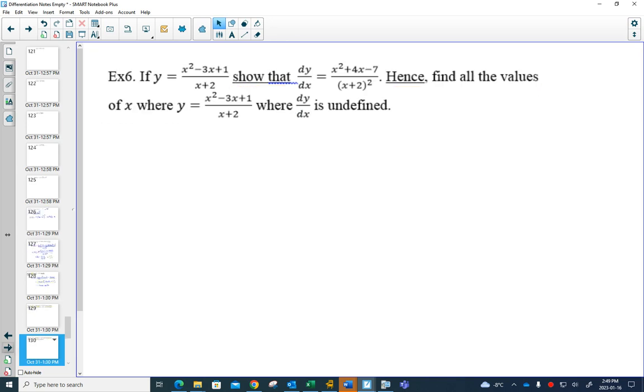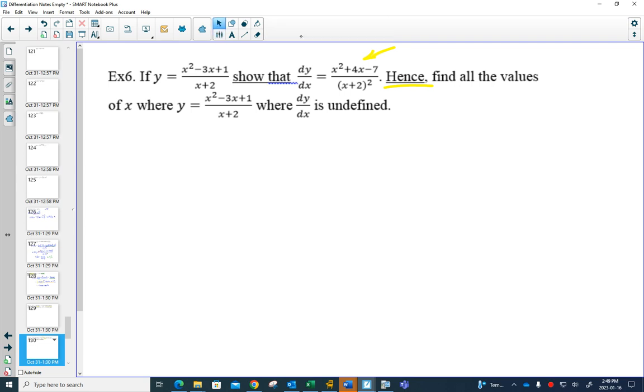This one has just the hence. So you have to use this result in order to say, and hence, find all the values where the derivative is undefined. Well, if I look at my derivative, something is undefined when you divide by 0, and you see that -2 would make it undefined. So we can already do the hence part of this question without doing the other part.